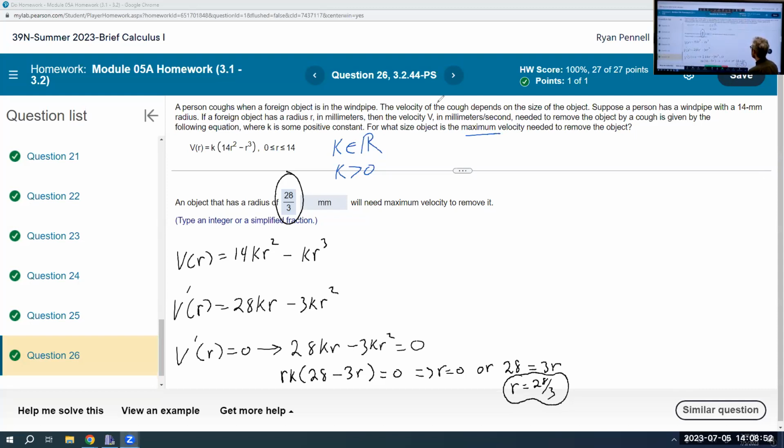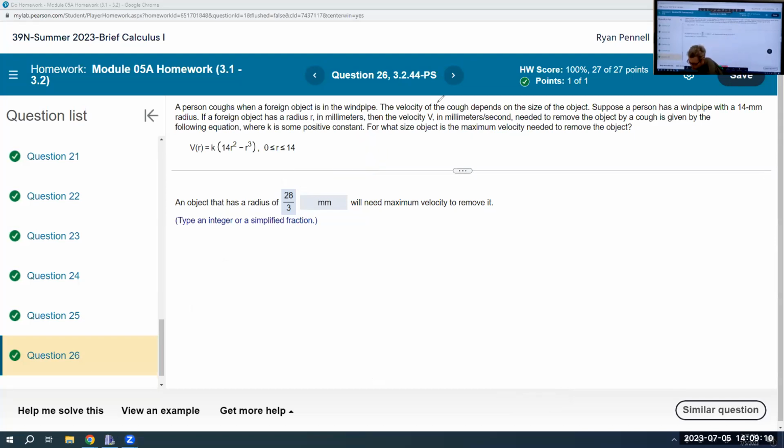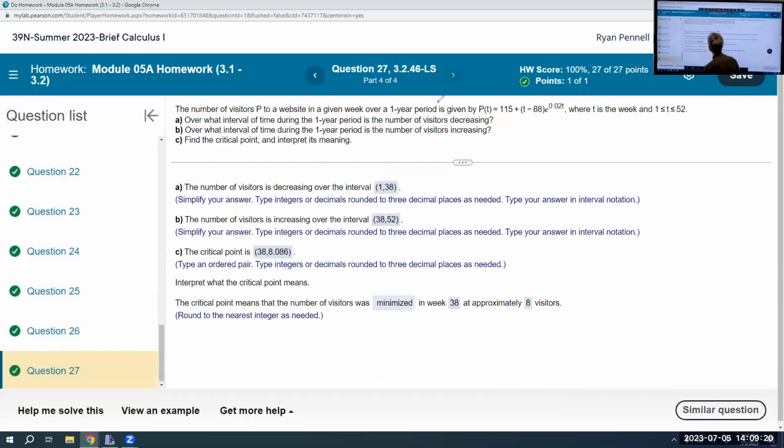So what is the size? For what size object is the maximum velocity needed to remove the object? Radius of 28 thirds millimeters. We'll need maximum velocity to remove it. Okay, so that's 26. Let's take a peek at 27. Let's see what we need to do.